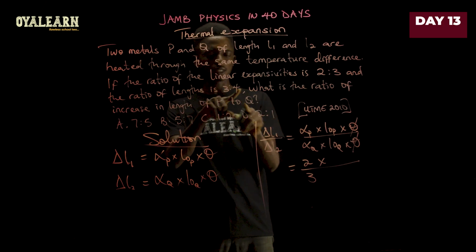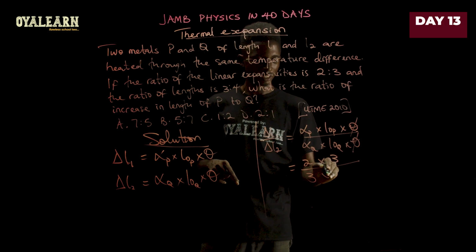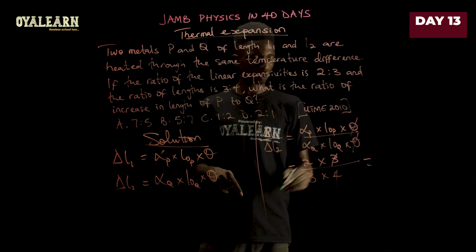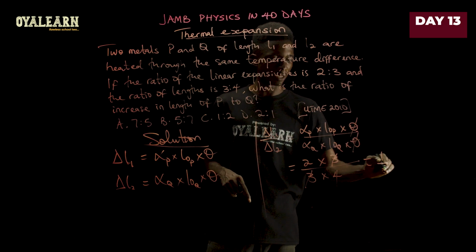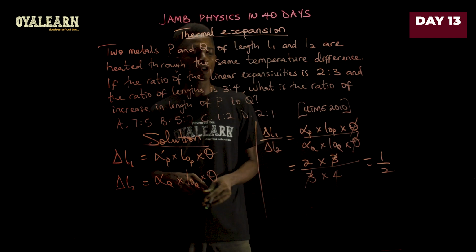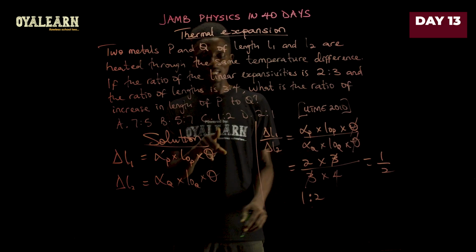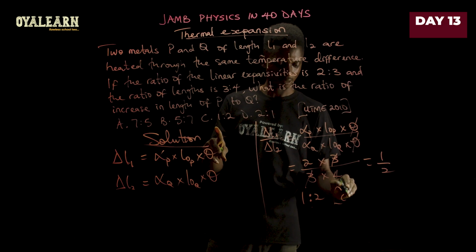Now here we have 3:4. So this one will be 3, then this one will be 4. So 3 cancels 3. Now what we have is 2/4, which is the same thing as 1/2. So the ratio of the change in length is then 1:2. And that is in option C.